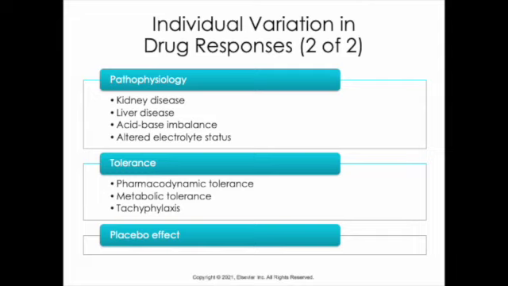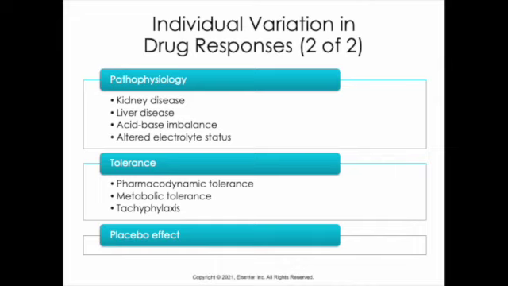We need to understand the pathophysiology. So again, knowing where the drug is going to interact. Kidney disease, liver disease, if there's any acid-base imbalance or electrolyte status that our patient has. How it is being tolerated within the body. So thinking again in terms of pharmacodynamics, the metabolic tolerance, and the tachyphylaxis. That is maybe a term most people aren't familiar with. This is a reduction in drug response brought on by repeated dosing over a short time.